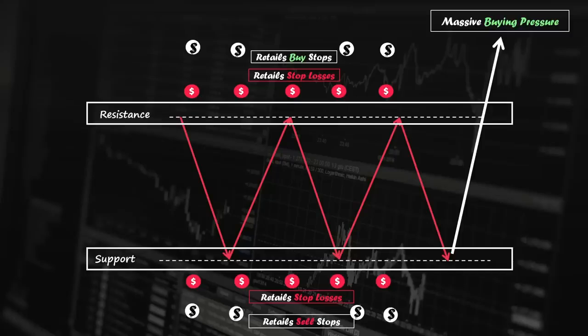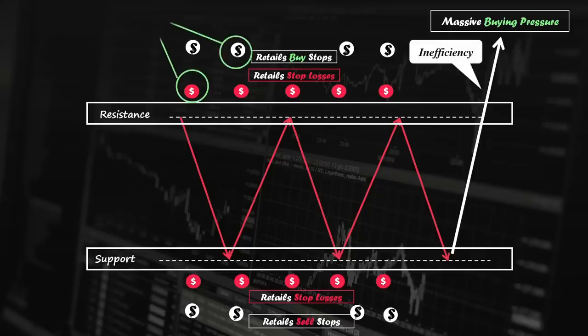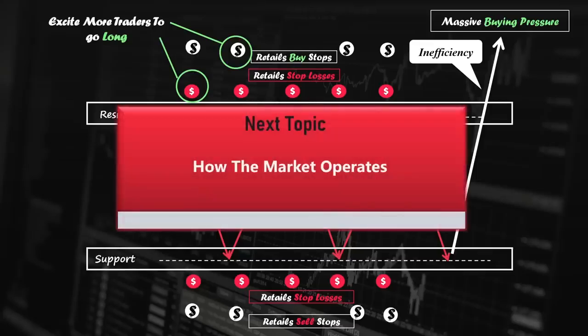These actions result in a surge of buying pressure and create inefficiencies at the top of the structure, which may further excite traders to open long positions upon witnessing such a great increase in buying pressure in the market. Now, let's take a look at how the market operates.